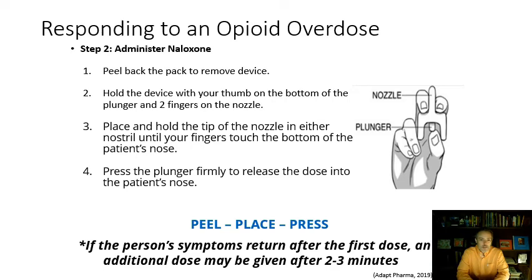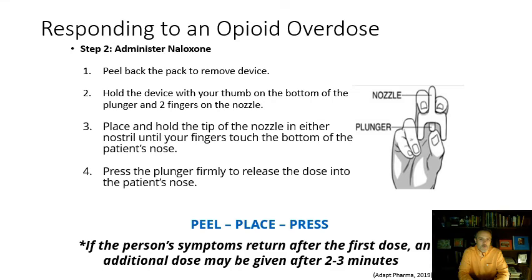If the person's symptoms return after the first dose, an additional dose may be given after 2 to 3 minutes. If after you gave the dose, they're still non-responsive, wait 2 to 3 minutes, then give another dose. What you're going to do is continue this pattern until you're out of naloxone or Narcan or EMS or first responders have arrived and taken over the scene.